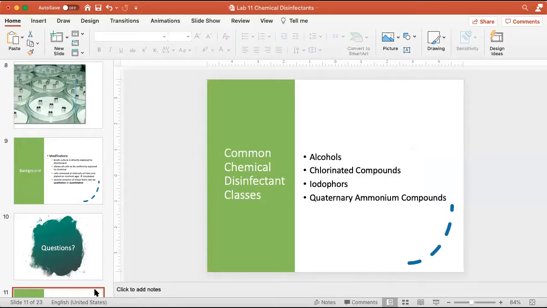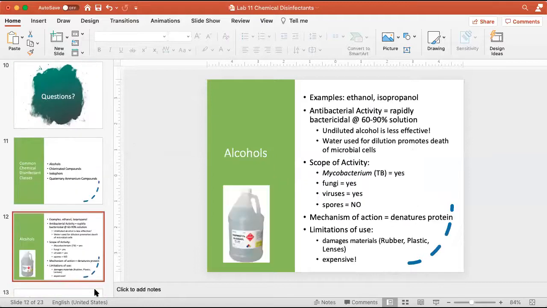So let's start with the alcohols first. We talked about alcohol early in the semester when we were talking about aseptic technique. Remember, we said in microbiology labs, and in fact, most labs, the disinfectant of choice is either alcohol or bleach. 70% alcohol or 10% bleach are typically what people use to clean their workspace.